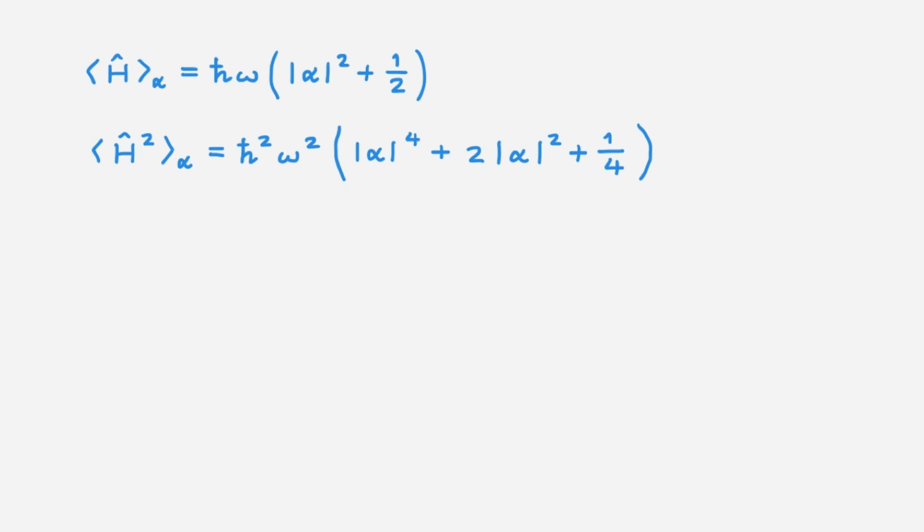With these results, we can also evaluate the root mean square deviation of the Hamiltonian, and we get h bar omega times the absolute value of alpha. The time dependence of the expectation value of the energy is actually trivial.